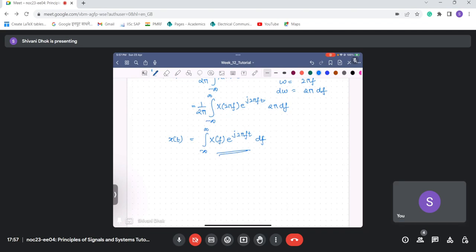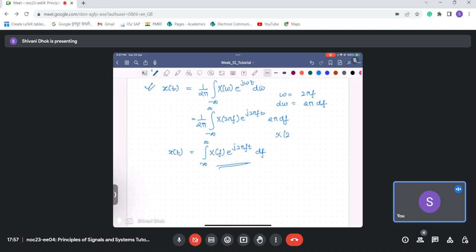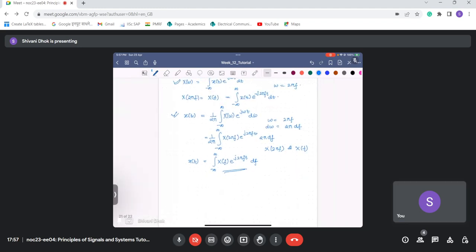One thing, madam. In this last expression, you have written X of 2 pi f as X of f. 2 pi is not a function. Let's say that X of 2 pi f, I am defining it as X of f, the way I have done here. Okay, ma'am.